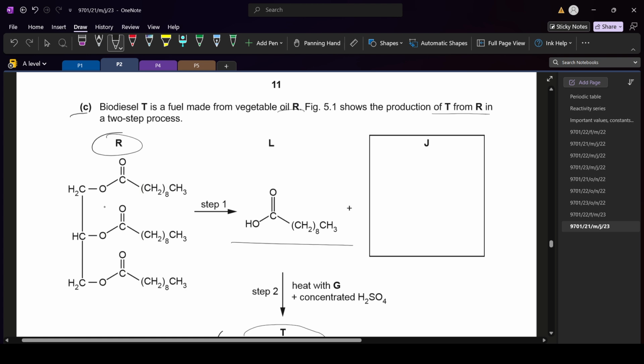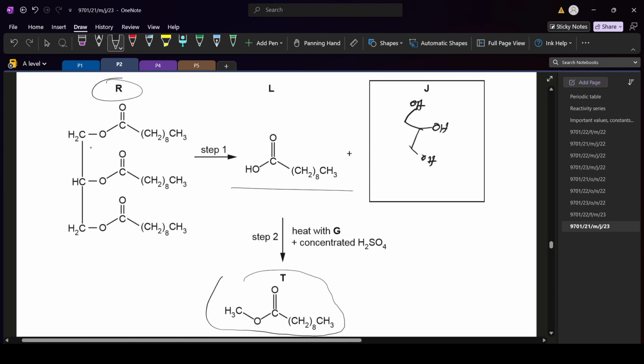So this molecule is the same, 1, 2, 3. The structure of J is actually going to be like this. Let's redraw. 1, 2, 3. So there will be an alcohol attached, OH and OH. So this is the structure of J. These ester groups will hydrolyze to alcohols and carboxylic acids.